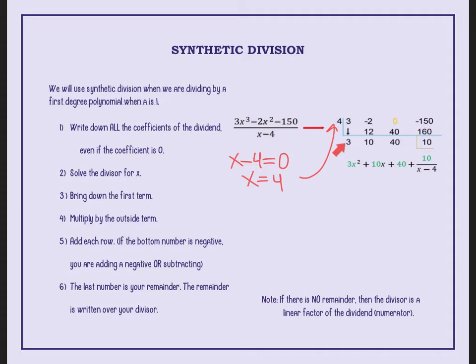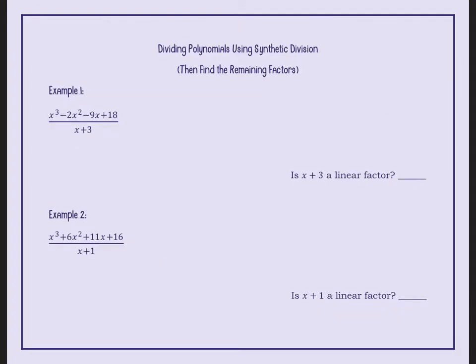Now, we start with one exponent lower. So this becomes 3x squared, 10x, 40 by itself, and this is our remainder, which is going to be put over our divisor. That's what you see here. So let's go ahead and do some practice questions.